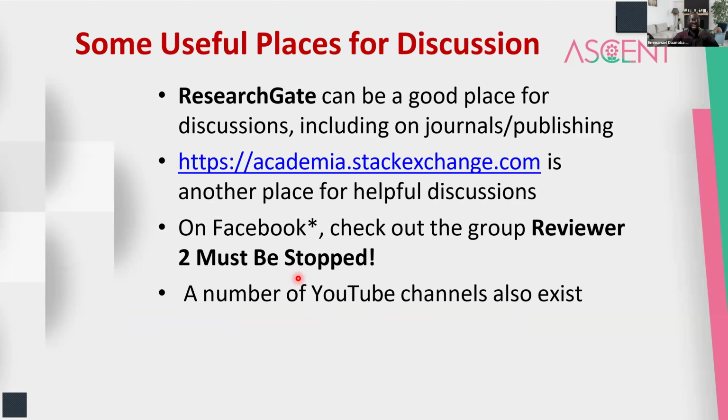So some useful places for discussion. If you want to learn a lot about this and not be misled, go to ResearchGate. It can be a good place for you to have a lot of discussions, including journals and publishing. There are chats in ResearchGate. You see discussions there. Then academia.stackexchange.com is another place for helpful discussions. You can go there and you see how scientists will educate you more about this. Then on Facebook, check out the group Reviewer 2 must be stopped. It's a very good group to follow. You will see a whole lot of things they are talking about reviewers and journals. Then there are a lot of YouTube channels you can also follow to guide you.